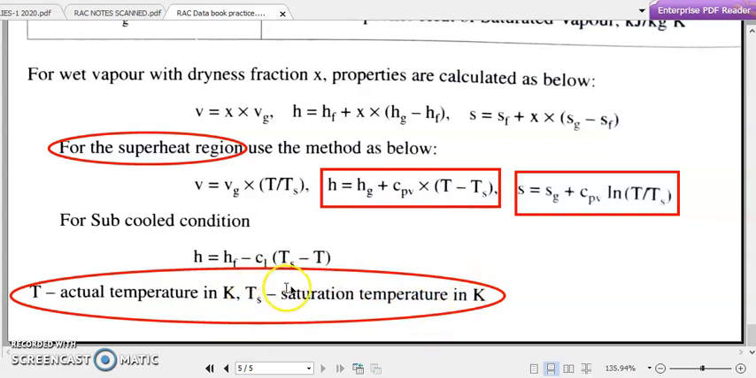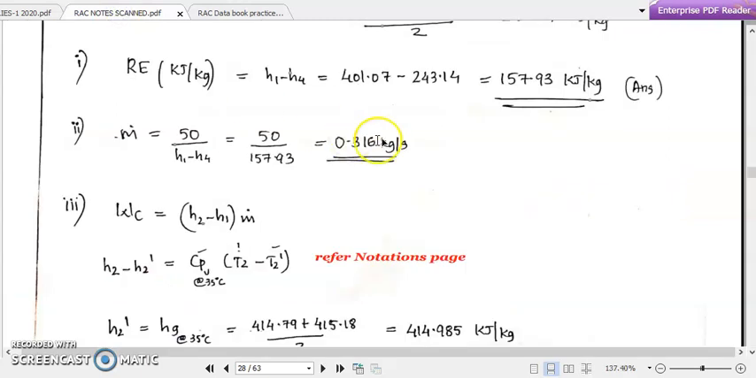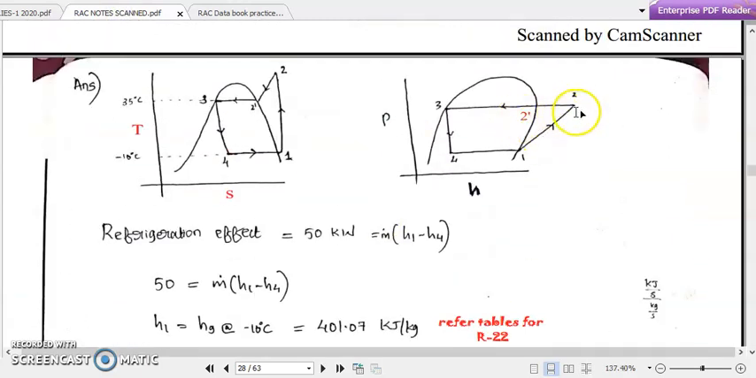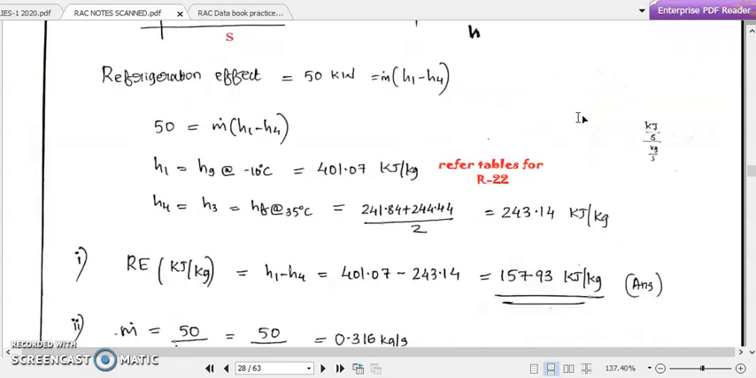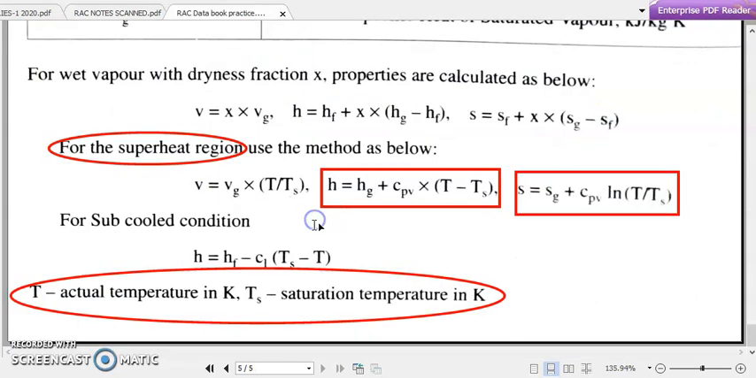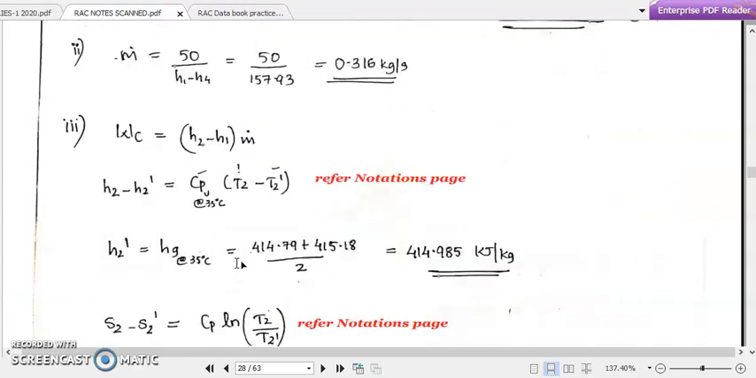So when we apply the same to our 2 dash and 2, 2 dash will be the saturation temperature, the saturation point, and 2 will be the actual temperature in Kelvin for the superheated state. By applying this relation, h equals hg plus Cpv times T minus Ts, in our case we can write: h2 minus h2 dash will be equal to Cpv at 35 degrees Celsius times T2 minus T2 dash.